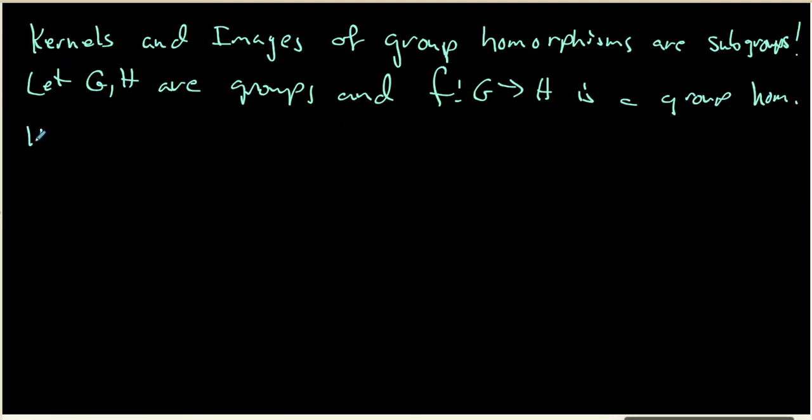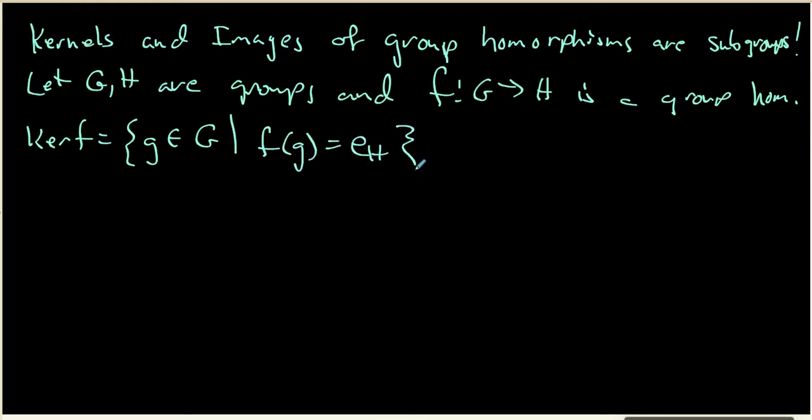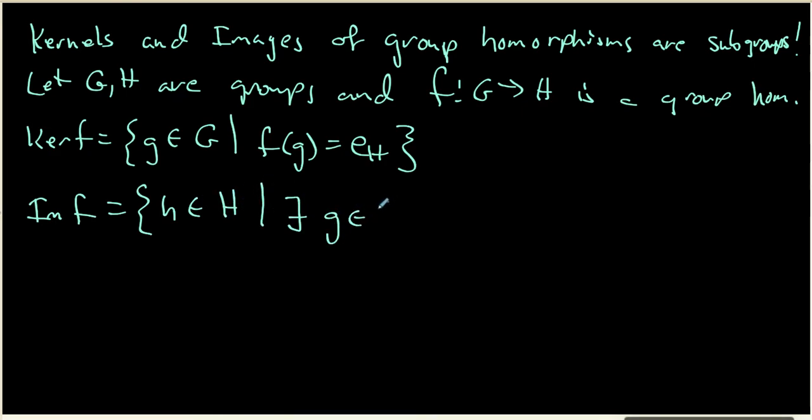The kernel is nothing more than everybody inside the domain such that f sends that person to the identity over in the target group H. And the image of a group homomorphism is everybody inside the target set such that there exists someone inside the domain with f of that someone being equal to little h.